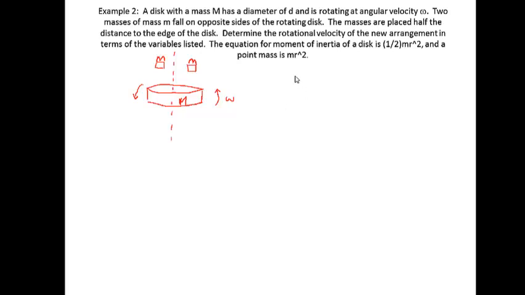All right, so we're going to use conservation of angular momentum. L initial equals L final. Because the point of rotation is within the body, we will use the other formula for angular momentum, which is I omega. So I initial times omega initial equals I final times omega final.